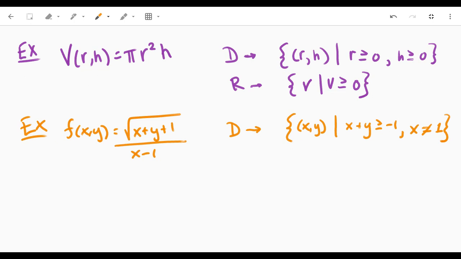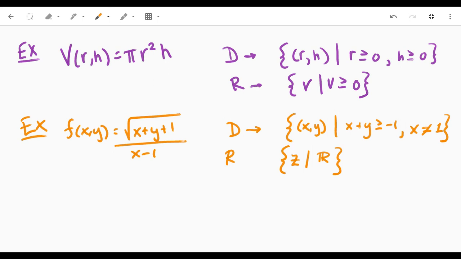Your range on that one then, in the numerator you're always going to get a positive number, but it would be possible to get a negative number in the denominator. So all z such that z exists in the domain of real numbers. There you go.